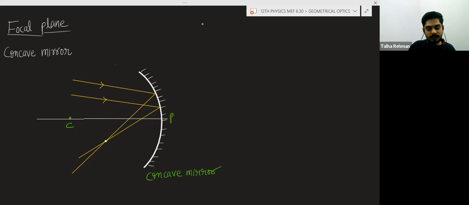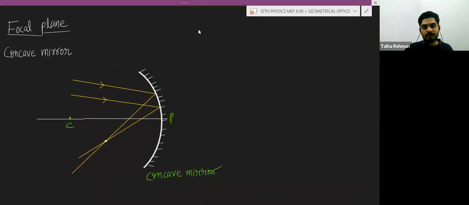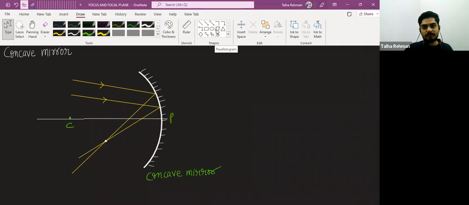So these parallel rays are meeting at this point, and these parallel rays, but these parallel rays are not parallel to the principal axis. These parallel rays are parallel to itself, and these are meeting at this point, and this point will lie on the focal plane.